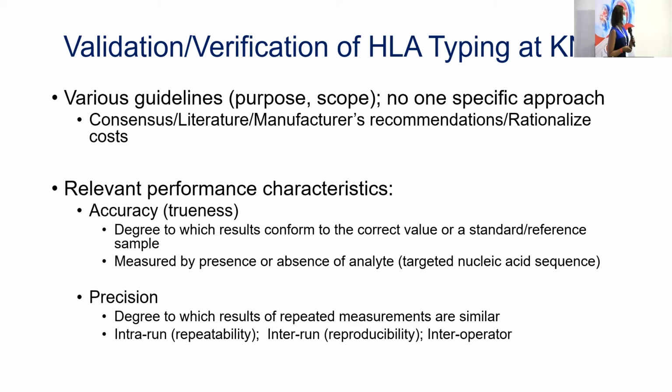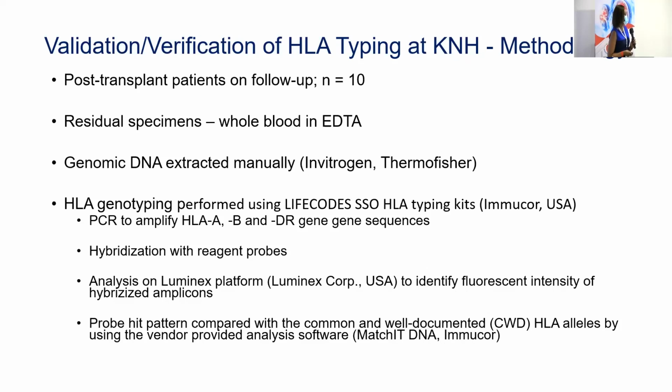The other important aspect is precision, which looks at the degree of similarity between repeated assays. For example, you can test one specimen 3 times and see how close the results are. Or you can repeat that assay on the same specimen a few days later to see whether you're getting similar results. You can also compare results from 2 different technologies to see the similarity. So, reproducibility of the results.